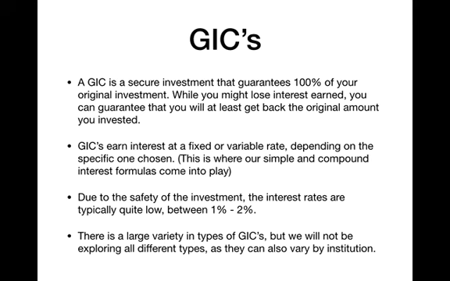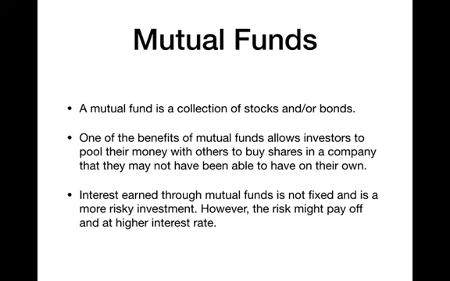Right, because of the safety of these, they typically have relatively low interest rates, right? Because they're safer, there's not as big of a risk being taken, so you're not going to get as big of a payout, right? So typically you only see these between like 1 to 2%, maybe up to 4%. Okay, again, there's a large variety in types of GICs. We're not going to be exploring all the different types because they can vary by institution and who's offering what, but you should just know what a GIC is.